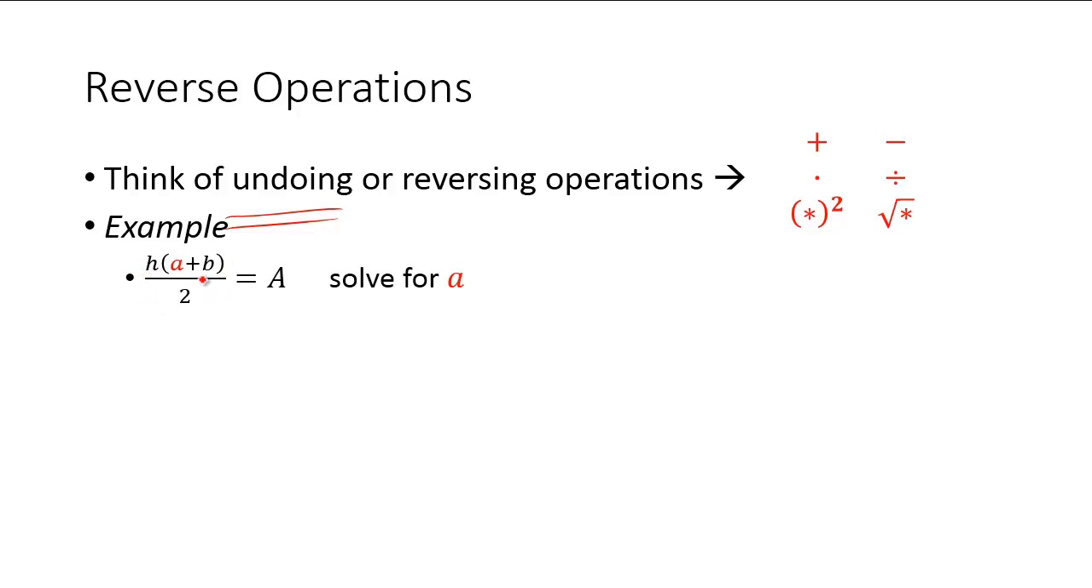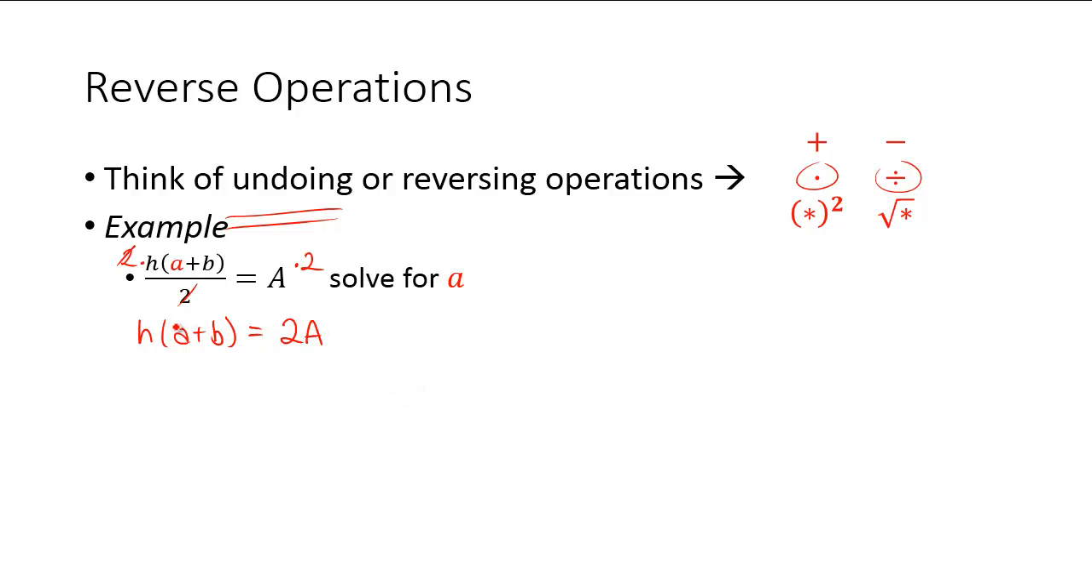So the last thing that would have been done here was the division by 2, right? It's a plus b, order of operations, then multiplied by h, and then divided by 2. Last thing that was done was division by 2. So division would be counteracted by multiplication. So let's multiply both sides by 2. And since this is under a long division bar, this is dividing the whole thing by 2, so multiplying the whole thing by 2 will cancel it out. So we've got h times (a plus b) equals 2A. We'll just write it like that.